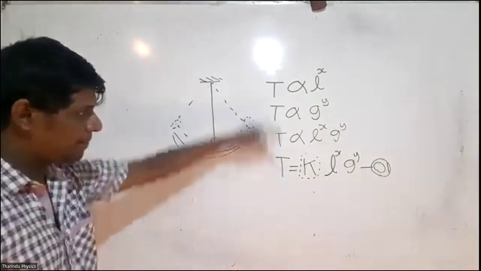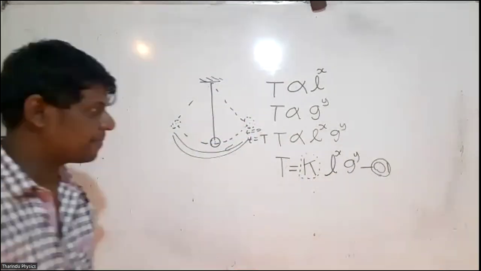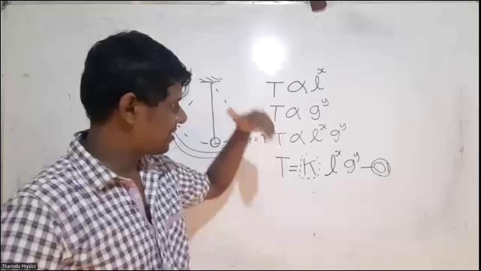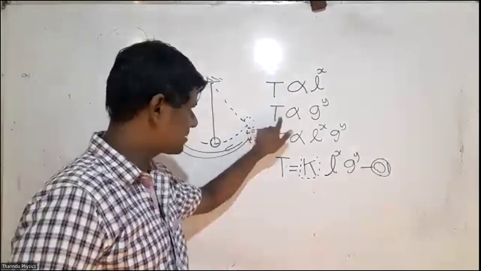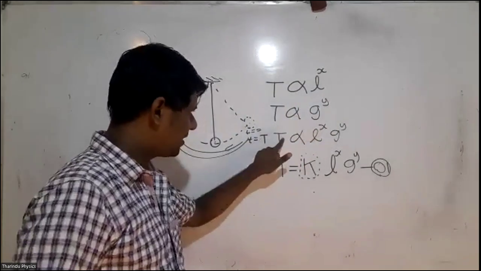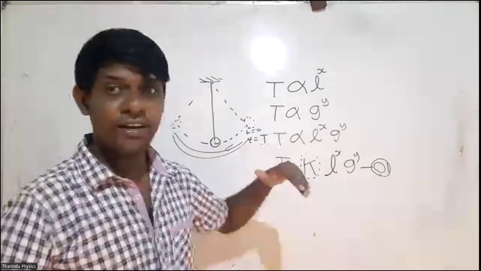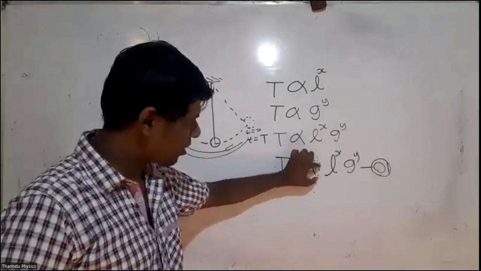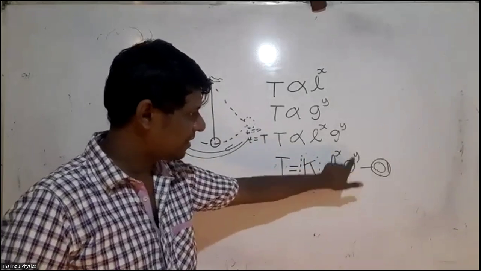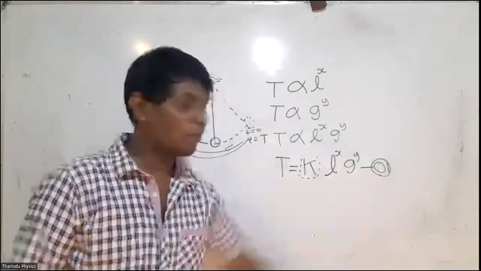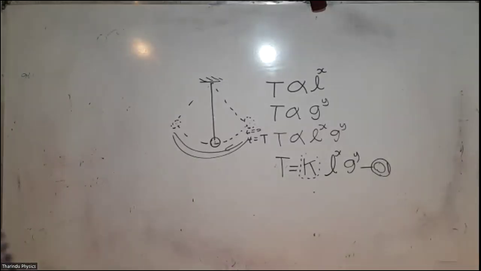Now write all this. Firstly, time is proportional to L to the power X. The other one is time is proportional to G to the power Y. The other one is time is proportional to L to the power X as well as G to the power Y. Now finally, you have to put in the dimensionless constant K, so T equals K L^x G^y altogether. So it is 1.